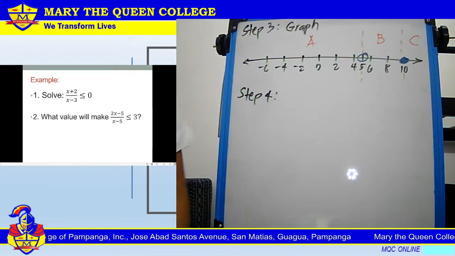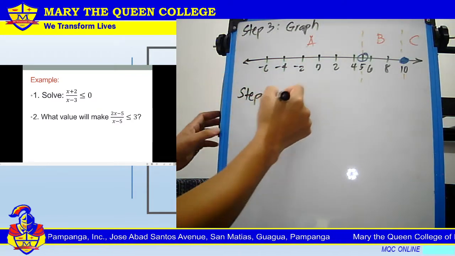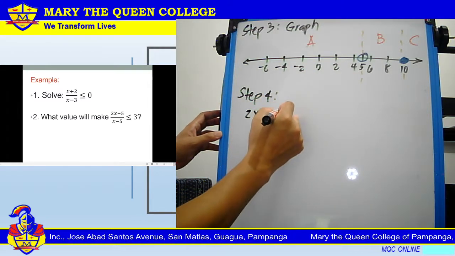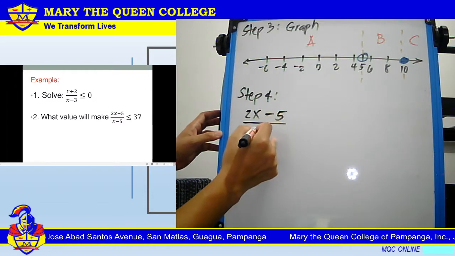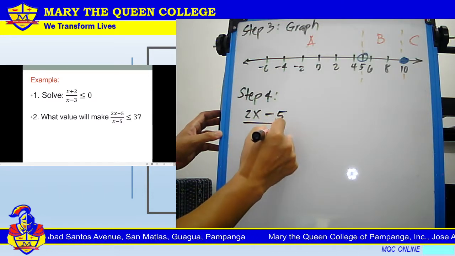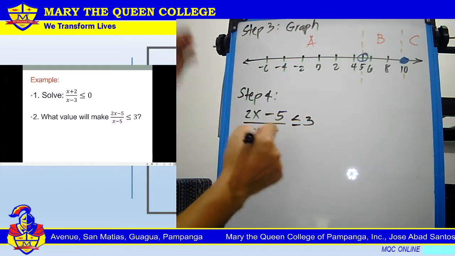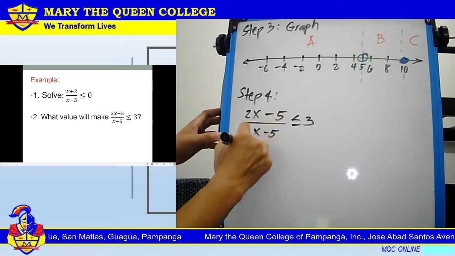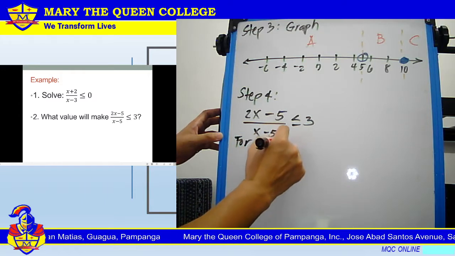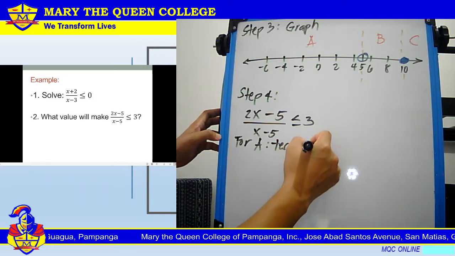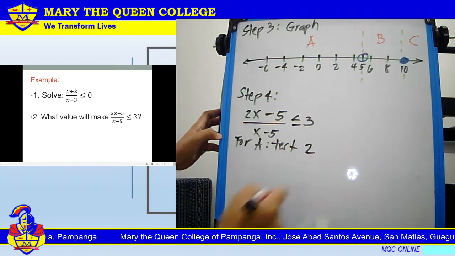Okay? So since we are done with this part, we may use the original inequality now. So the original inequality would be 2x minus 5 all over x minus 5, that is less than or equal to 3. So for example, for interval A, we will test the value number 2. Okay?